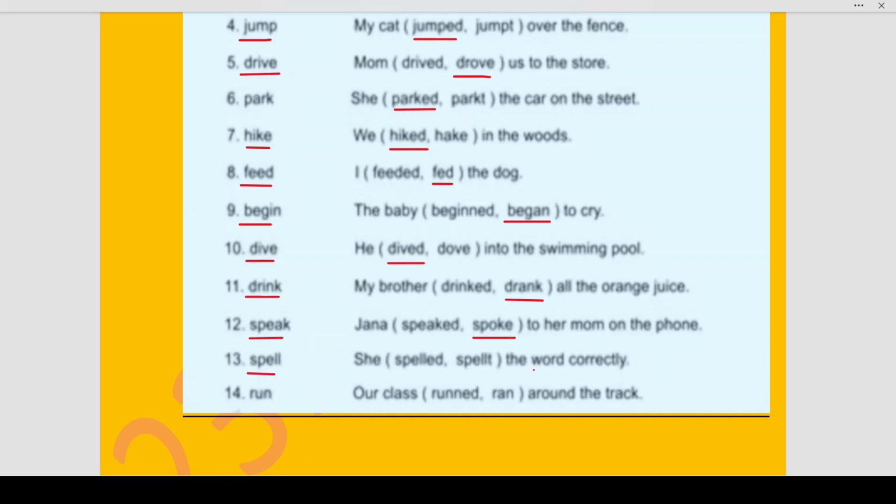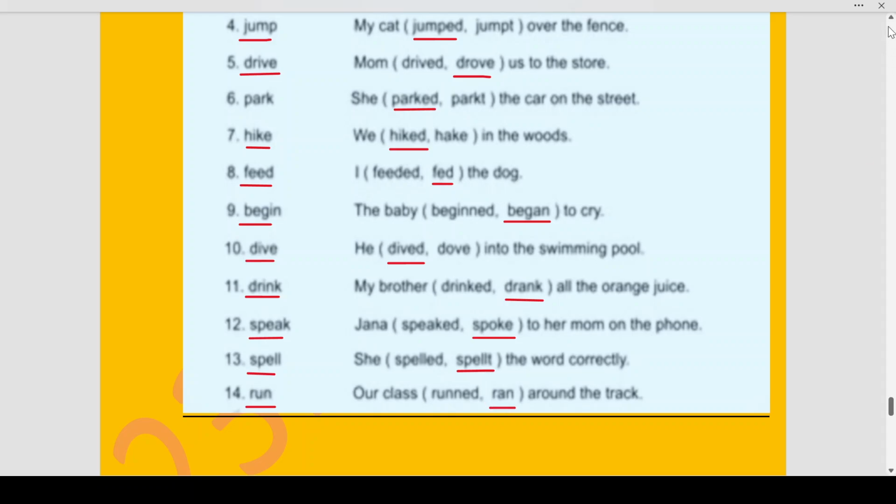Spell. She spelled the word correctly or she spelled the word correctly. She spelled the word correctly. So spell becomes spelt. And over here, please make a correction, students. There is only one L in spelt, not double. Run is the next main verb given. Our class ran round the track or ran round the track. Our class ran round the track.